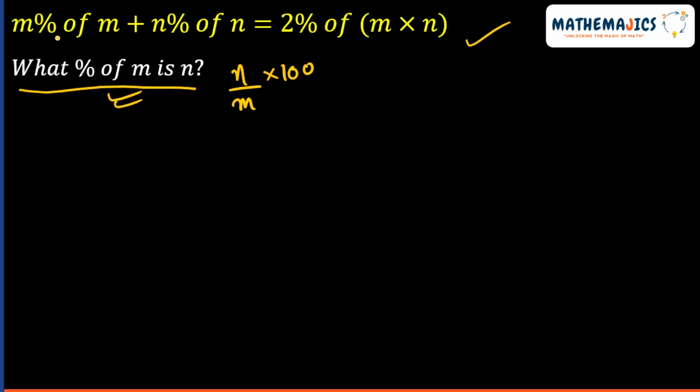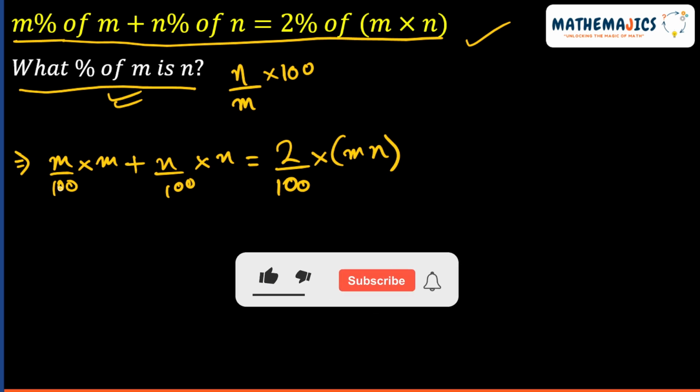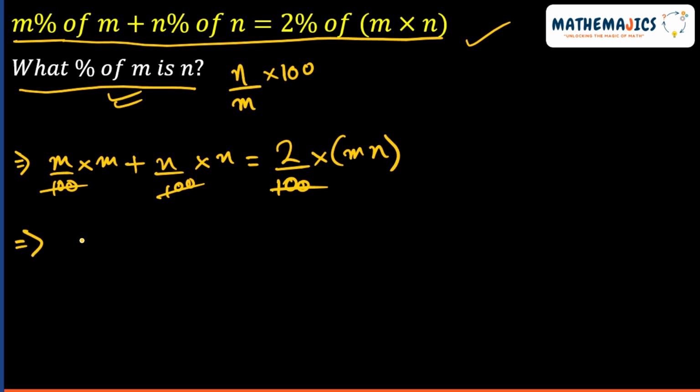Let's find this. So what we can do is rewrite this given equation in a different way. We can write it as m upon 100 times m plus n upon 100 times n equals 2 upon 100 times m times n, or we can simply write it as mn. Now we can see that 100 is common on both sides, so we can cancel out these hundreds, by taking LCM on the left hand side. Now once we cancel out hundreds, we will get m square plus n square is equal to 2mn, correct?